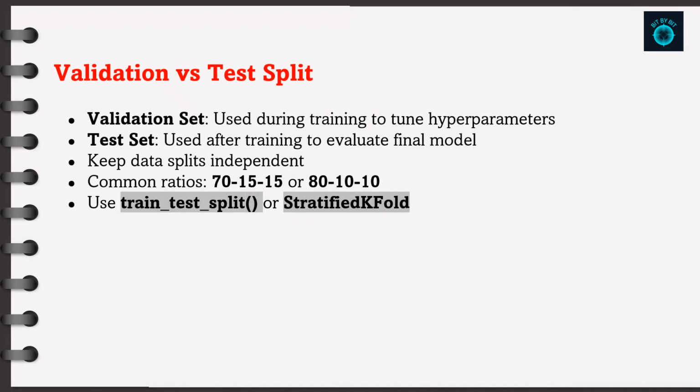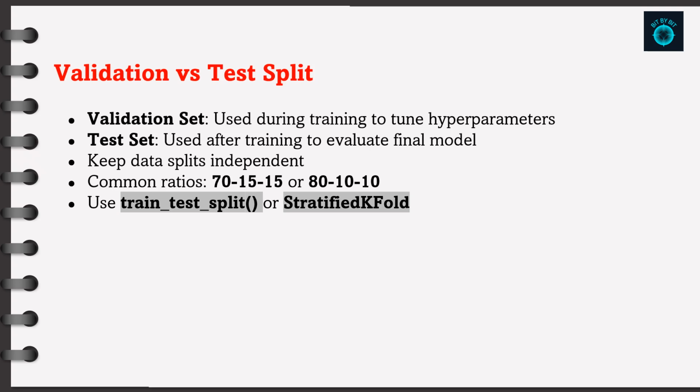When training machine learning models, it's important to separate your dataset into distinct parts. The 2 most common splits are the validation set and the test set. The validation set is used during training. It helps you tune hyperparameters, evaluate overfitting, and select the best model version. The test set, on the other hand, is used only once, after training is complete. It simulates real-world, unseen data.